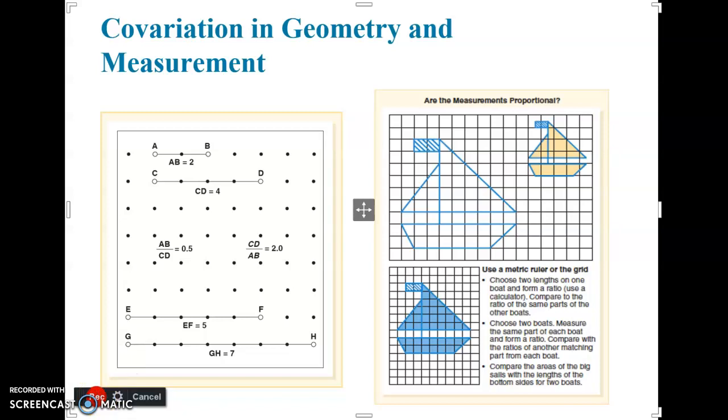In the figure on the left, two links are drawn on a grid with a snap to grid option. The links are measured and the two ratios are computed. As the length of either line is changed, the measures and ratios are updated.